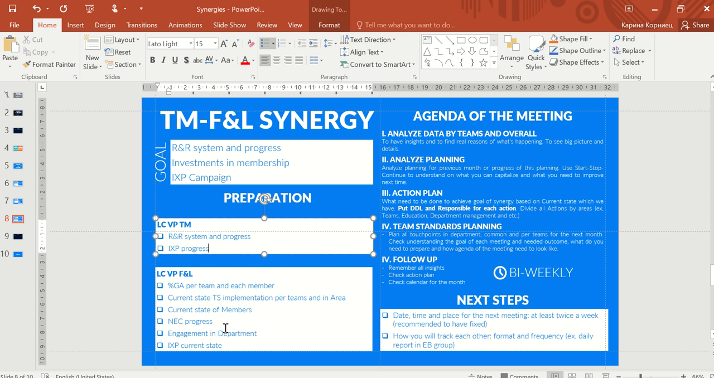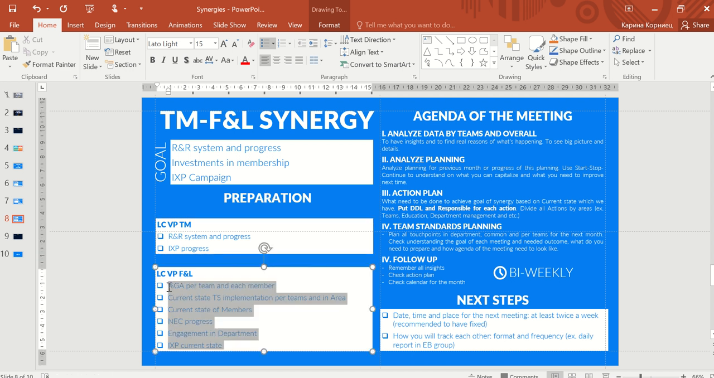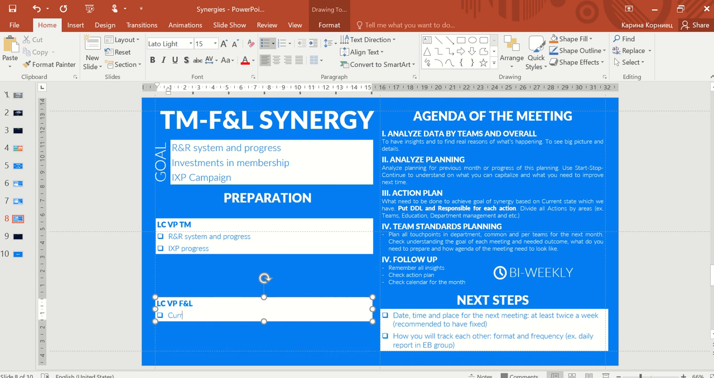Okay. What should be prepared from the finance side? Current status and the plan in general. Okay, so just the current status and the budget plan in general for the exact period of time. Current state of budget, you mean? Yeah.